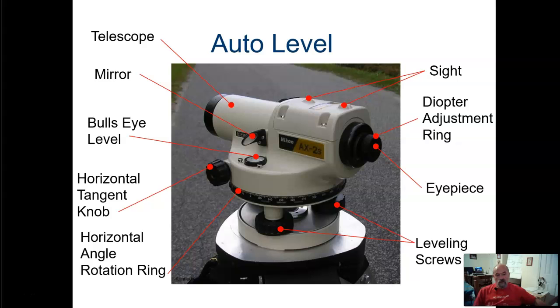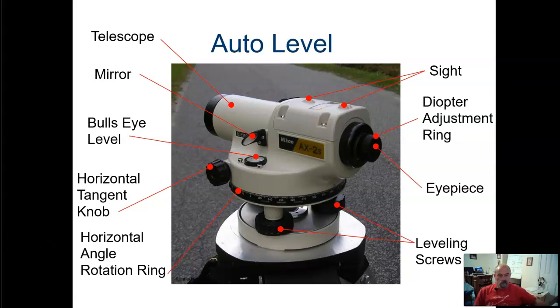Before using the auto level, the instrument should be leveled so that when the instrument is rotated, the line of sight defines a horizontal plane. The leveling screws allow the surveyor to adjust the alignment of the instrument to provide a horizontal line of sight. If properly calibrated, the instrument will be level when the bubble in the bullseye level is within the circle. The mirror will reflect the bullseye level when viewing from the eyepiece height.